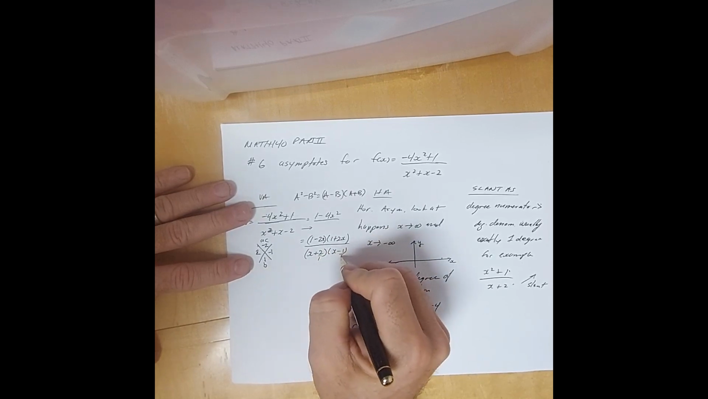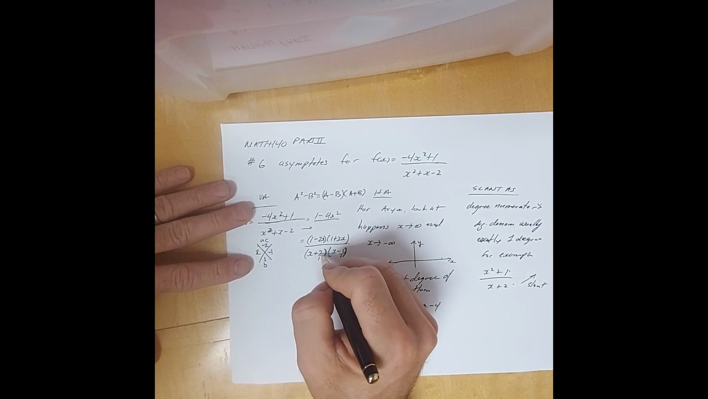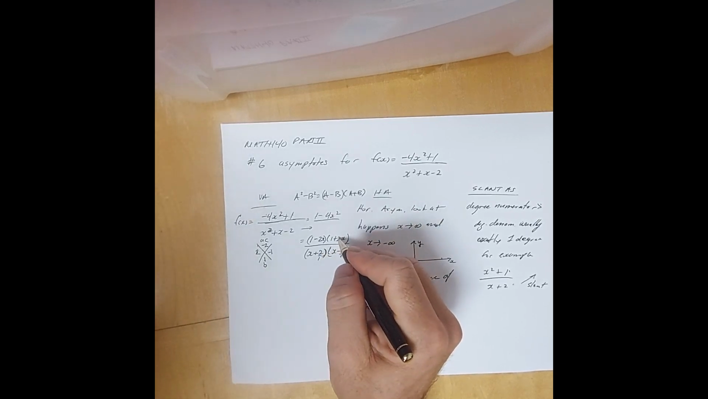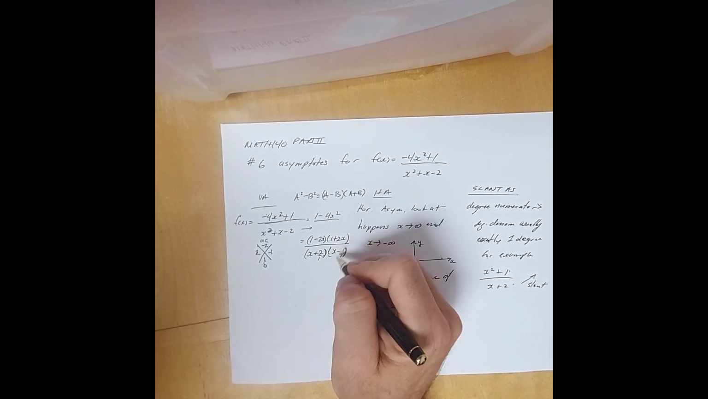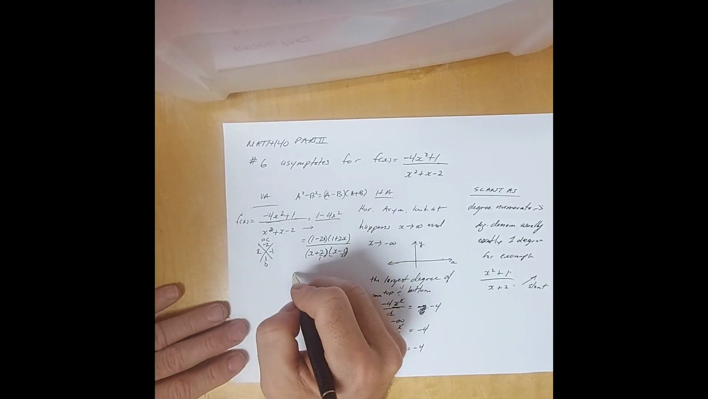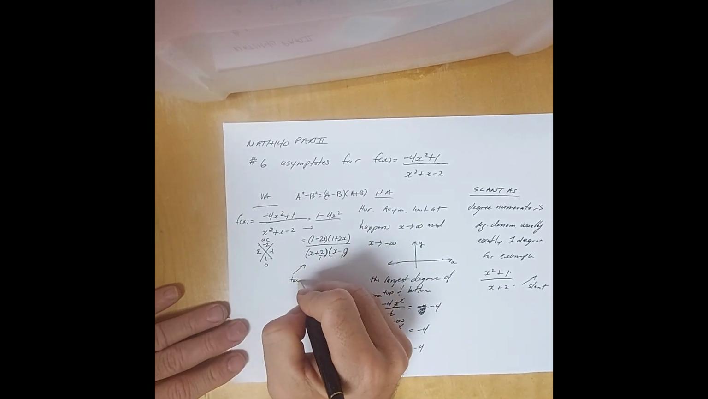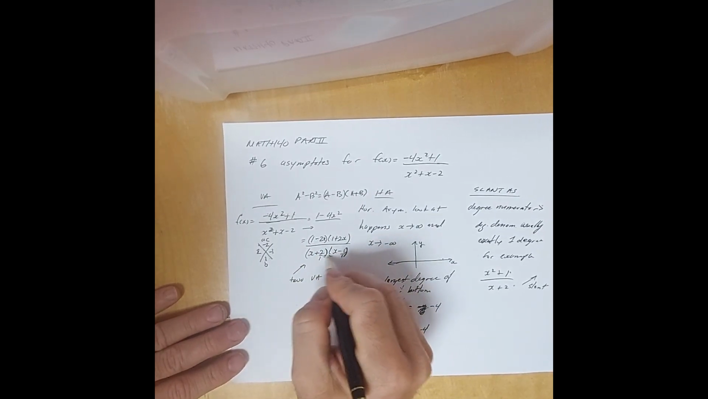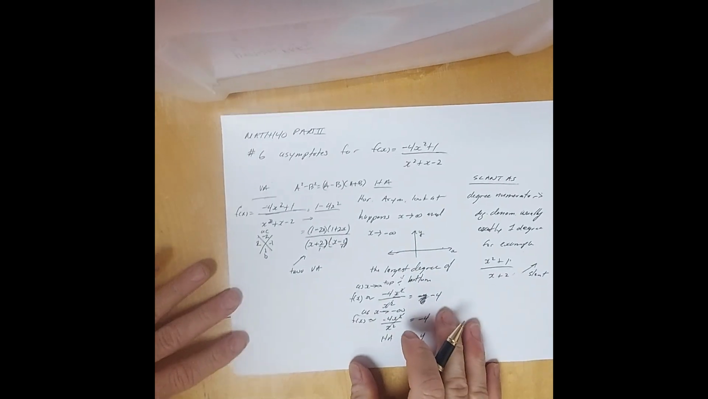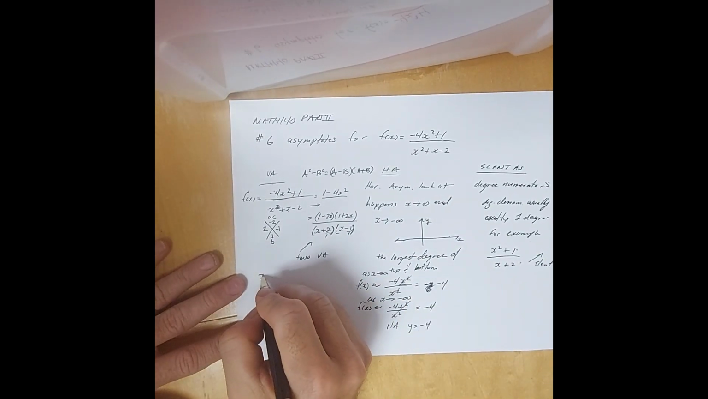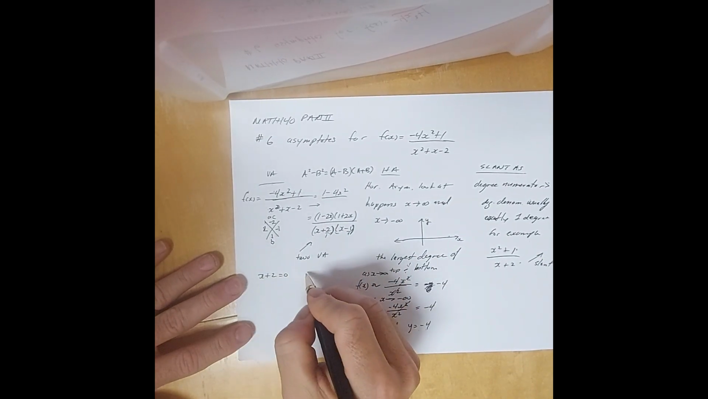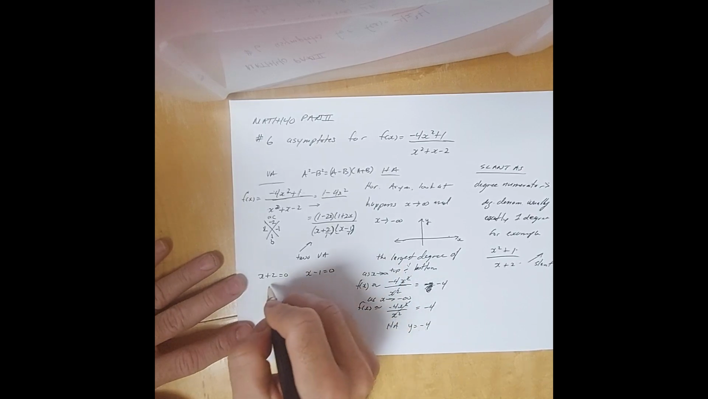If I divide by a here, in both cases a is 1, so it's not going to affect the factored value. And notice that there are no factors that cancel out, so it looks like I have two vertical asymptotes. Setting each of these equal to 0 individually, I get x plus 2 equals 0, and x minus 1 equals 0.